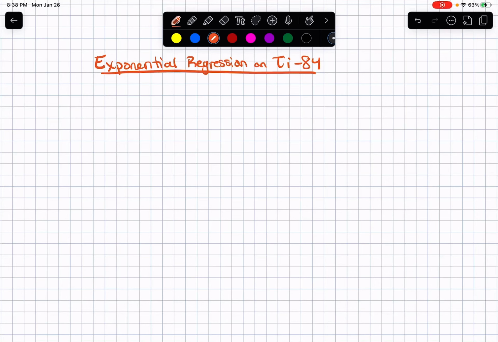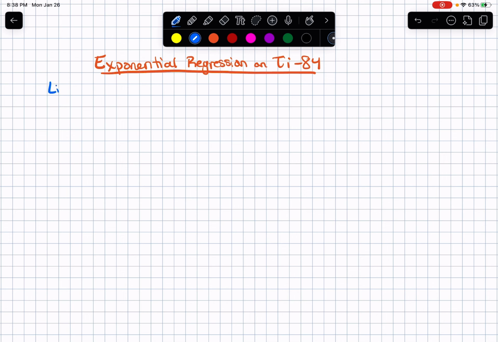Hey everyone. So now that you have reviewed how to graph exponential functions, including with asymptotes, let's talk about what it means to calculate an exponential regression. So the word regression may sound familiar because in the past we have done what we call linear regressions.